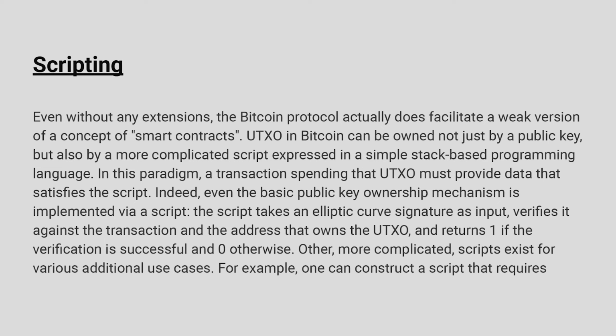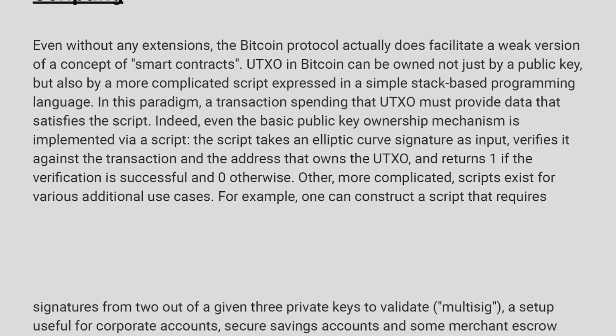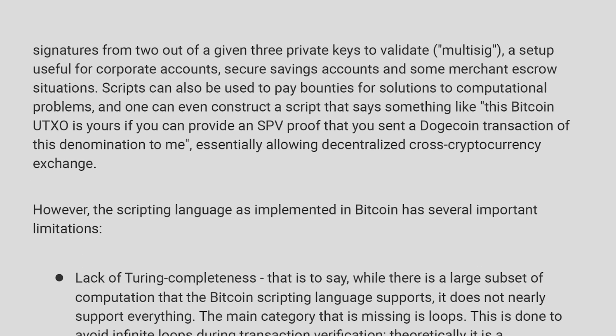The script takes an elliptic curve signature as input, verifies it against the transaction and the address that owns the UTXO, and returns 1 if the verification is successful and 0 otherwise. Other more complicated scripts exist for various additional use cases. For example, one can construct a script that requires signatures from 2 out of a given 3 private keys to validate multisig, a setup useful for corporate accounts, secure savings accounts, and some merchant escrow situations.